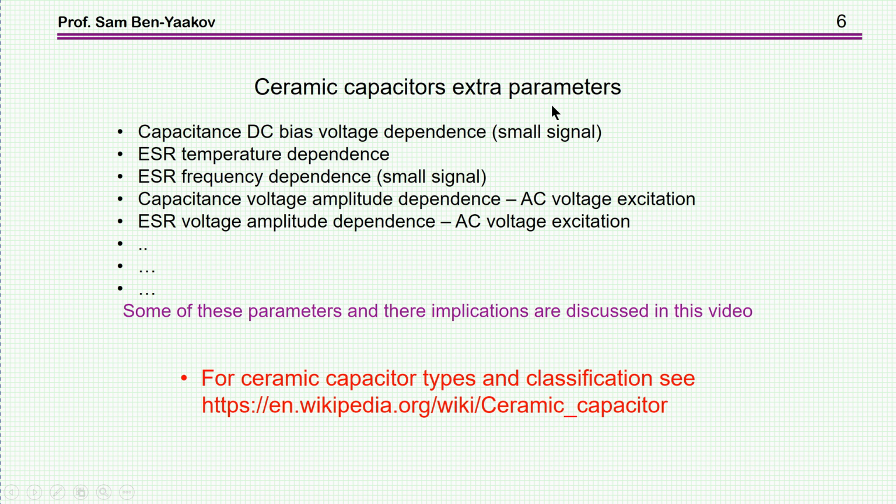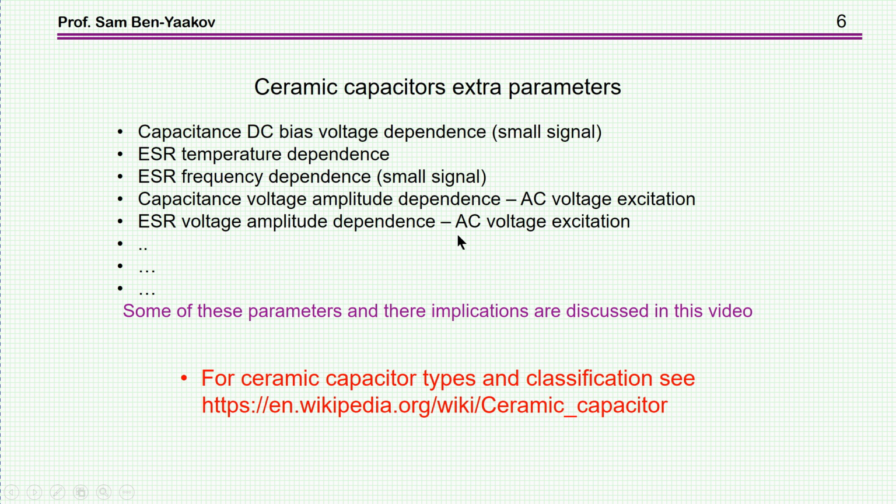Now, there are extra parameters that are unique to the ceramic capacitors, which I'll just point out. We're going to go over them in much more detail later on, but let's have an overview here. The capacitance of a ceramic capacitor is dependent on the DC bias voltage. And then the ESR is dependent on temperature and frequency. And then the capacitance is also a function of the AC volt excitation, or the amplitude of the AC volt excitation. And the ESR is also dependent on the AC excitation.